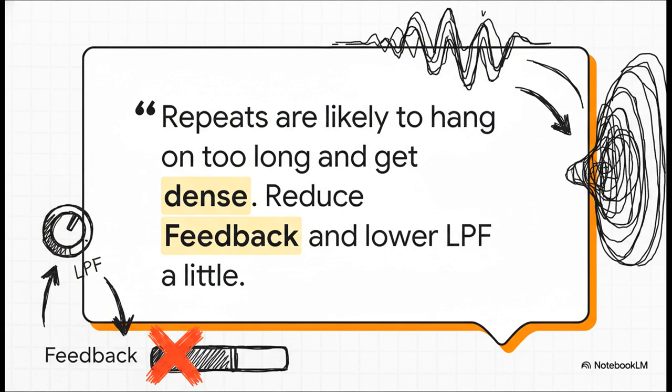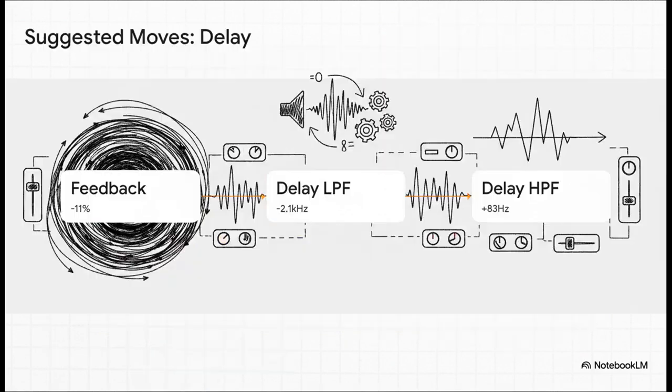And then it tells you what to do. Turn down the feedback and lower the low-pass filter. Simple as that. And then it gets even more specific. It gives you an exact recipe. The suggested moves tell you precisely what knobs to turn on your actual delay plugin. Not just reduce feedback, but reduce feedback by 11%. Not just tweak the filter, but lower the low-pass filter, the thing that rolls off the high end of the repeats, by 2.1 kilohertz. You can literally just go to your plugin and dial these settings right in.